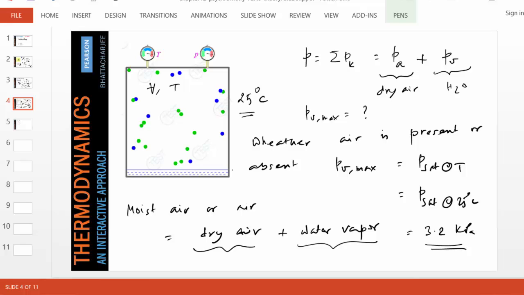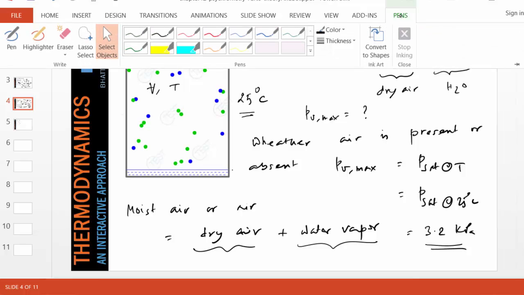So we just expanded the concept of liquid and vapor water in equilibrium to air where there is moisture present. Let me introduce a few terminologies now. The first one is that when the vapor pressure in the air reaches its maximum, PV equals PV max, then the air is said to be saturated air.